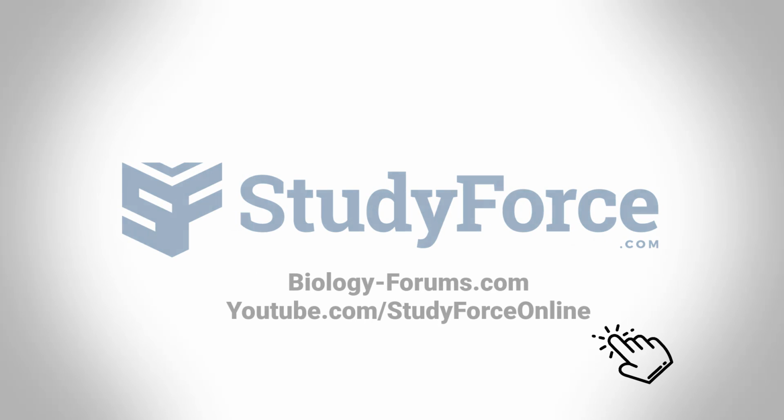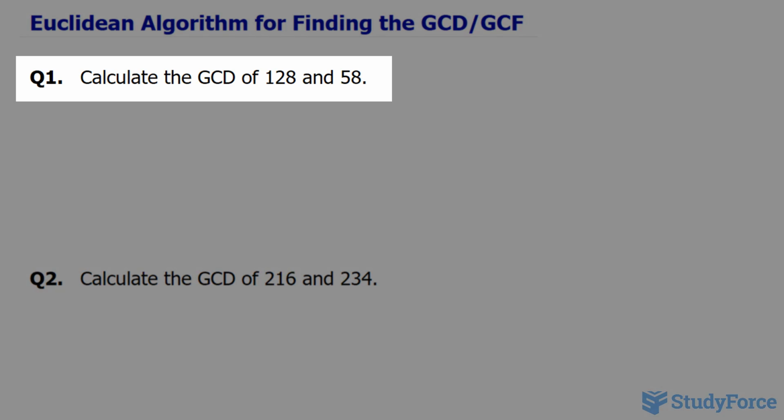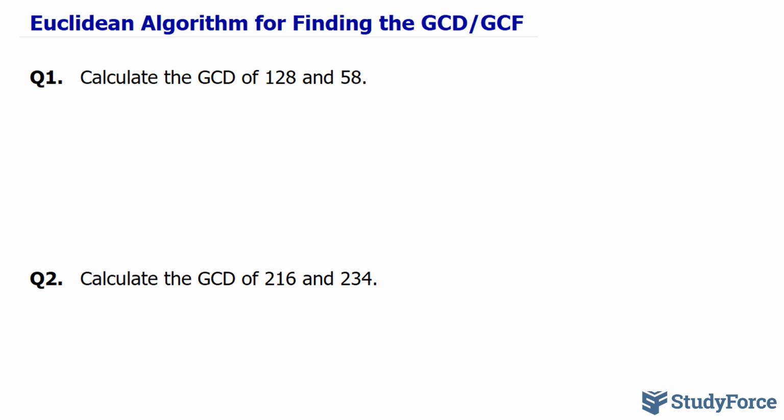In this lesson, I'll show you two examples on how to apply the Euclidean algorithm for finding the greatest common divisor, which is the same thing as saying greatest common factor. Let's begin with question number 1, which asks: calculate the GCD of 128 and 58. Now, if you're familiar with this channel, I've already published two other methods on how to find the GCD. So this will be the third.